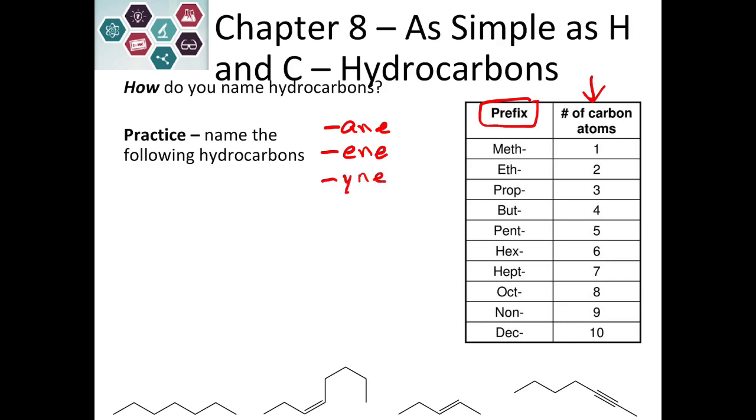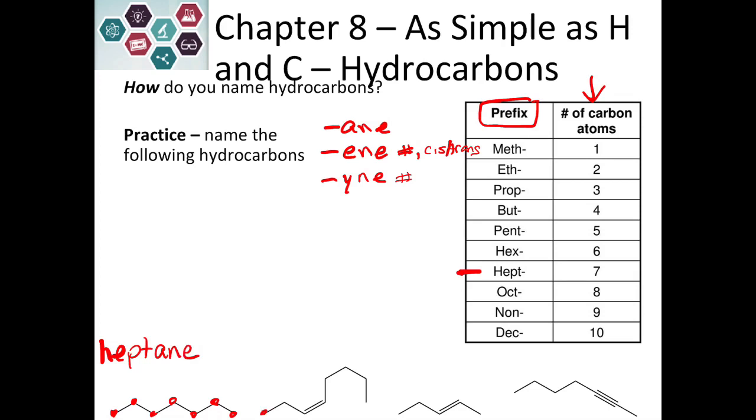The other added piece is if it's an alkene, you need a number, and cis or trans if it's one of those two. Alkyne, you're also going to need a number, and that's to tell you where the double and triple bond is located. So the first example is an alkane, and there are 7 carbons, so our prefix is going to be hept. Because it's an alkane, we end in A-N-E, so it's called heptane.